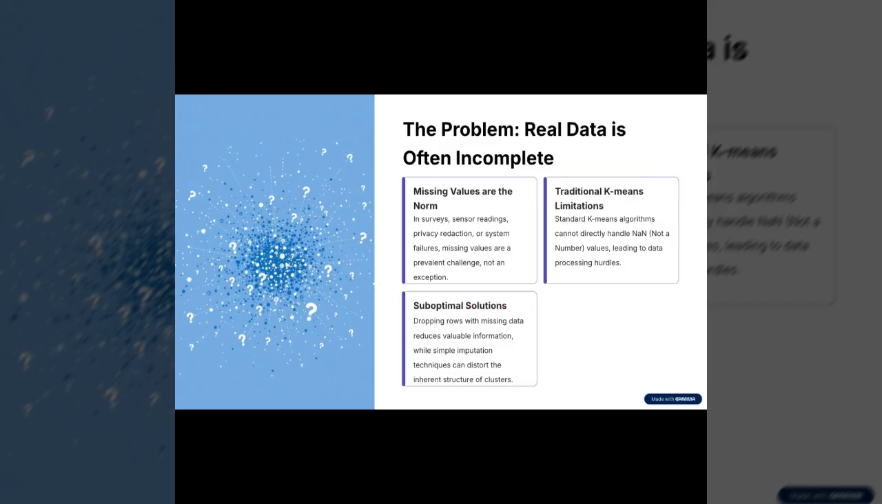So, what is the problem that we are dealing with? Missing data is almost normal for real world datasets. It happens because sensors fail, people skip questions, some values are removed for privacy, or we just don't capture everything. Traditional k-means can't handle missing values directly. If you just drop rows, you lose signal. If you impute before clustering, you alter the shape of your data before the algorithm even runs. So missing values can break k-means in ways that are not obvious.